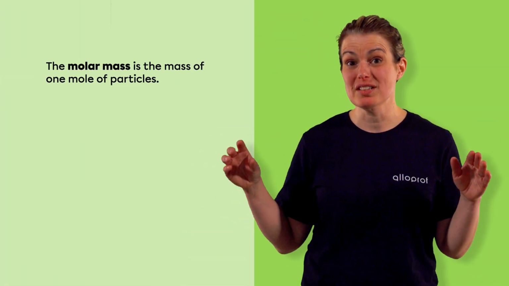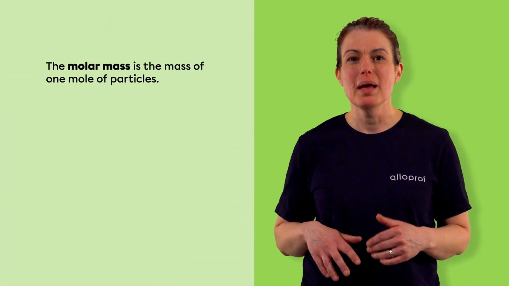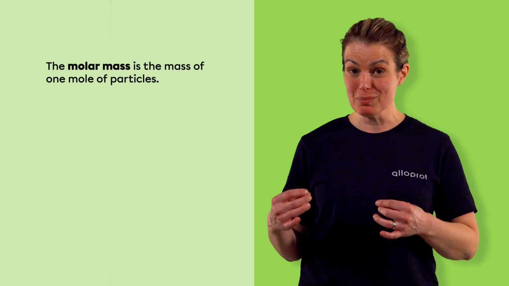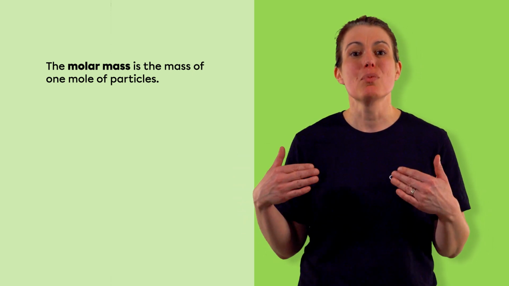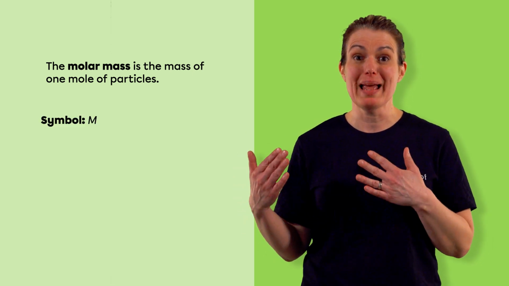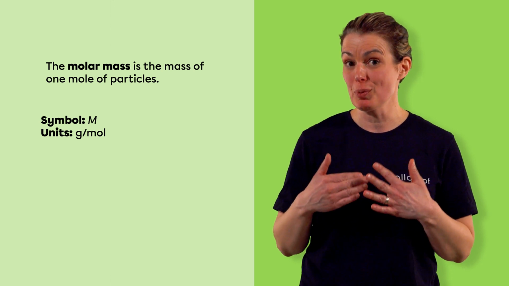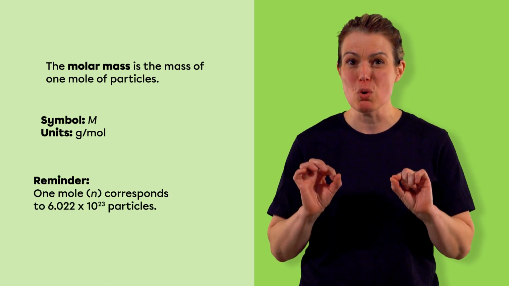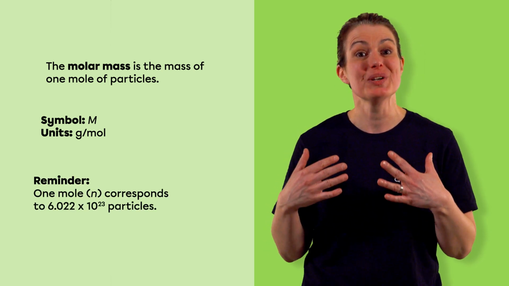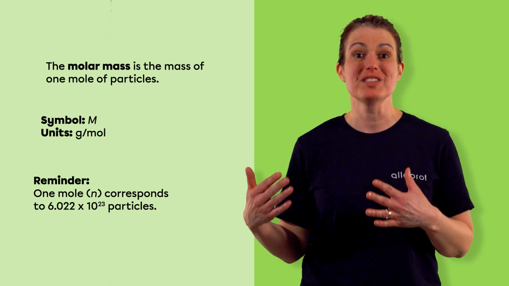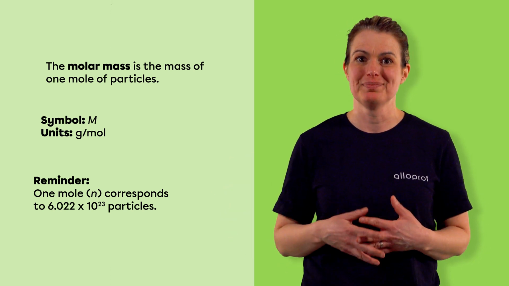Molar mass is the mass of 1 mole of particles. Among others, these particles can be atoms or molecules. The molar mass is symbolized by a capital M. It is measured in grams per mole. Remember, 1 mole, N, corresponds to 6.022 times 10 to the 23 particles.